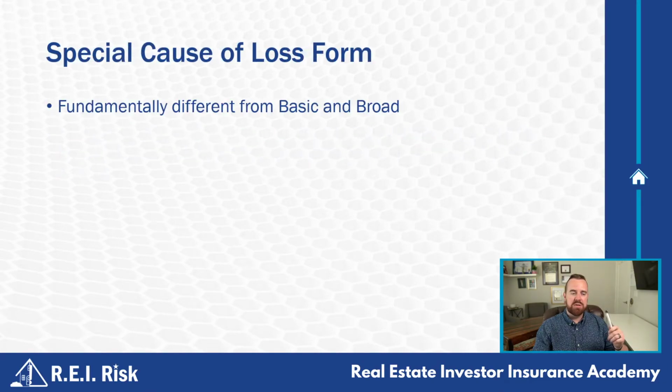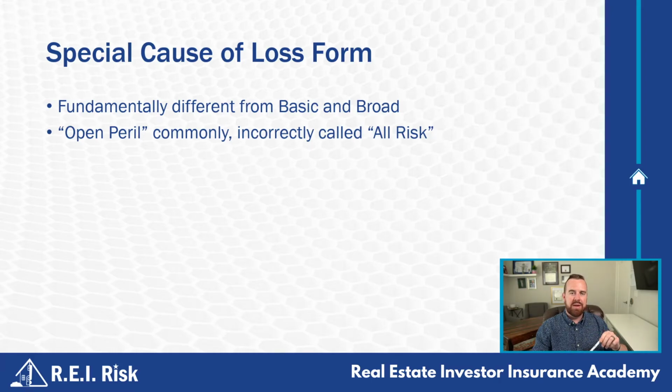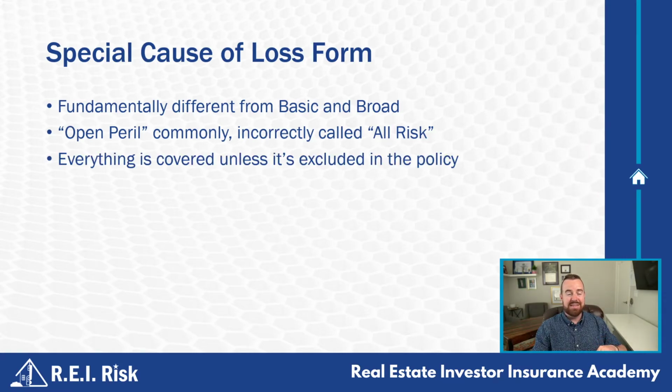Special form cause of loss is fundamentally different. Instead of listing out what is covered, special form takes an alternative approach, commonly referred to as open peril, which means it is an open peril policy. If the policy does not specifically exclude something from coverage, then it is covered by default. Sometimes this policy is incorrectly referred to as an all-risk policy. It is not an all-risk policy. It is open peril because some things are excluded from coverage. The good news is if it's not excluded, then it's automatically covered.